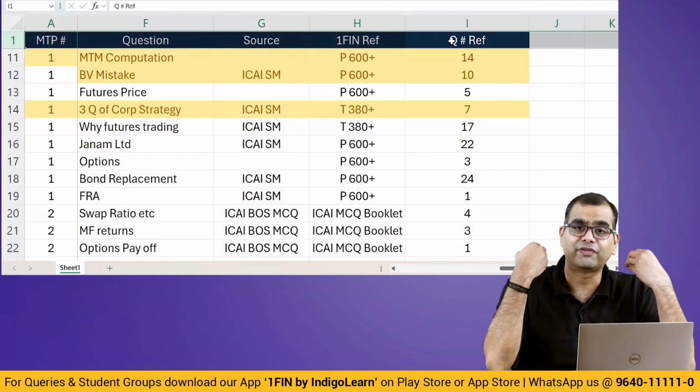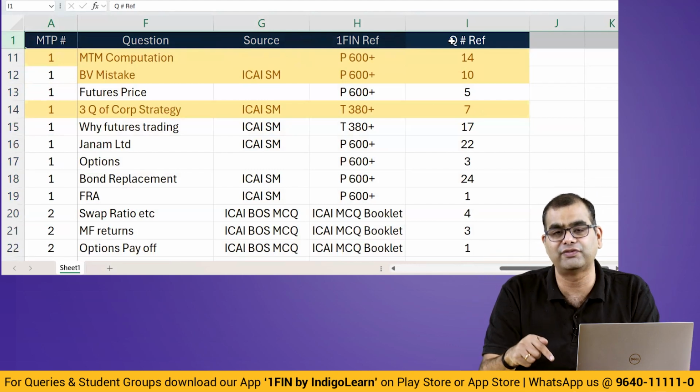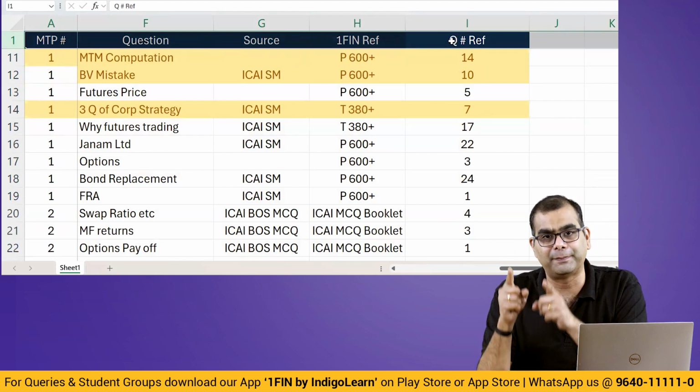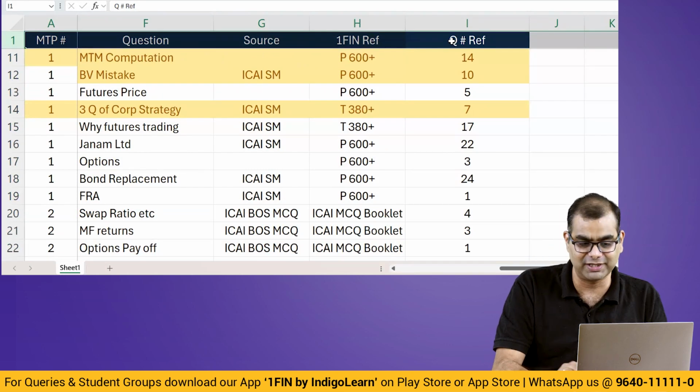And this Excel sheet I am giving free of cost. It is available on our website. You can go and download it. It is there as part of the description in this video where you can download it. Please do that. And what is it mapped to? It is mapped to my P600 plus and T380 plus. Now there is one more twist, please wait.